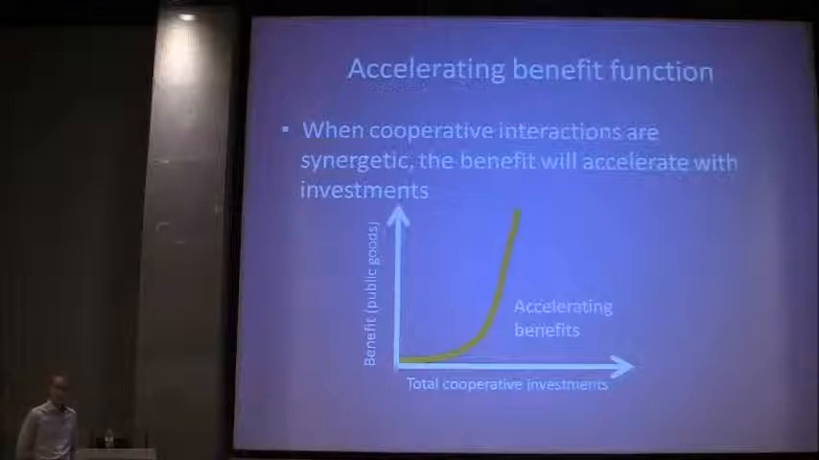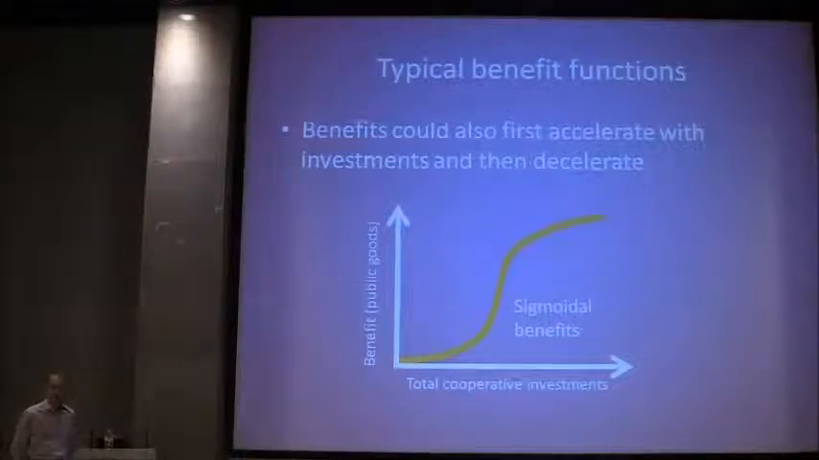synergetic interactions. But of course, in most of these examples I gave, there is eventually a point where you lose these synergetic interactions, lose the acceleration, and you get diminishing returns. One might consider something like this, a sigmoidal benefit function. And in this case, we initially have a synergetic interaction, but then after a while, you reach diminishing returns and it flattens out.